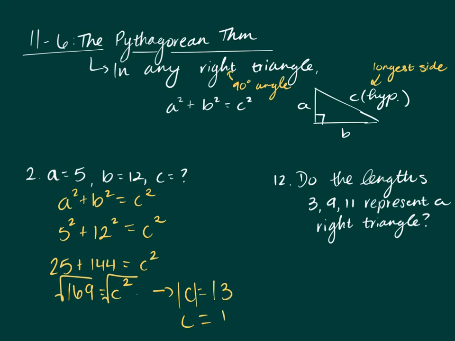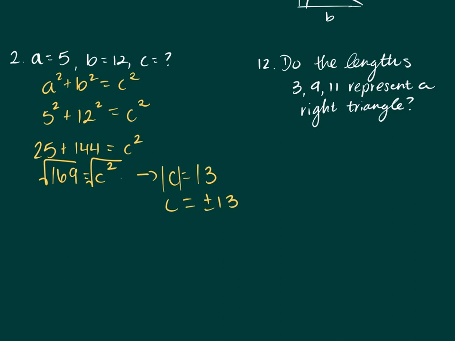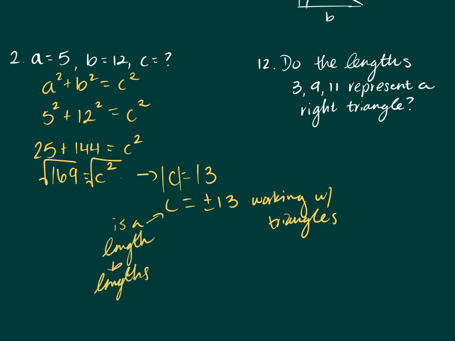C is equal to plus or minus 13. Okay, but since we're working with triangles, C is a length, and lengths can never be negative. So that negative is out, so C is just 13.